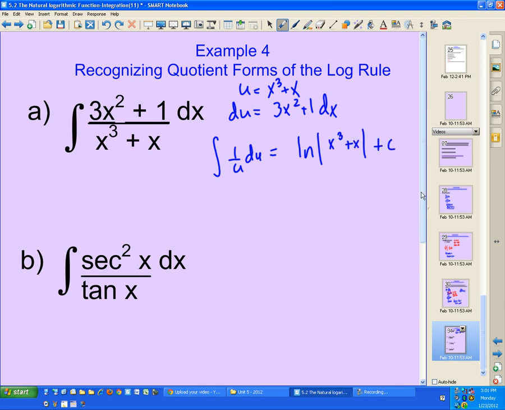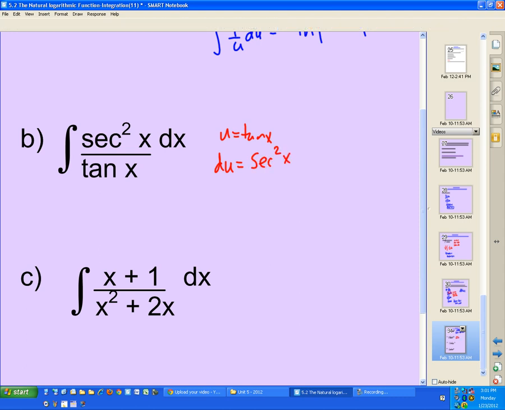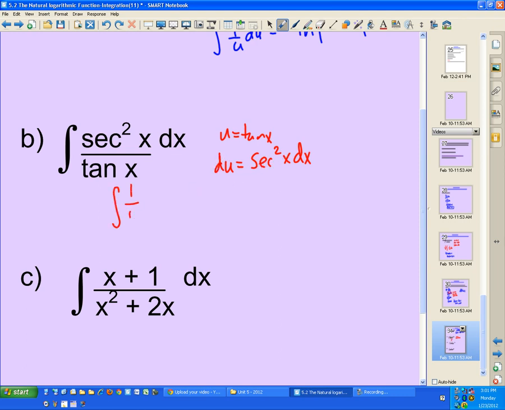Now down here, we have to think about which function do I differentiate to get the other one? Well, u is going to be tangent of x, and when I differentiate u, I'm going to get secant squared x dx. So now I can replace that top line with du, and so I'm really dealing with 1 over u du again. So this makes this function much better, which gives me the natural log of the absolute value of the tangent of x plus c as my final answer for that one.